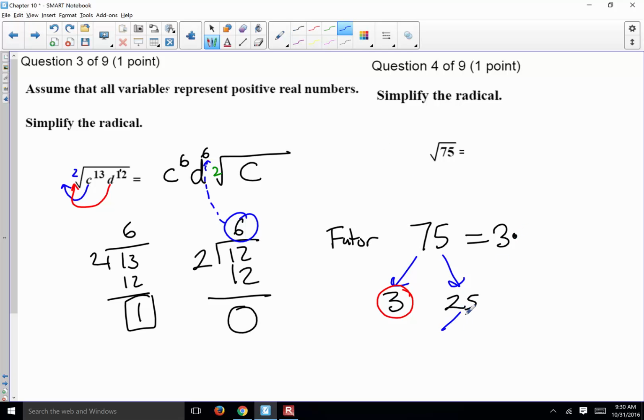Next, continue with this. Can you break 25 more? Yes. 5 and 5. Can I break 5 more? Locked. Locked. Whenever you have locked numbers, you put them in here. And not only break them into simple pieces, also if there is a repetition of numbers, raise them into powers. How do you write 5 times 5 in powers? It's 5 squared.